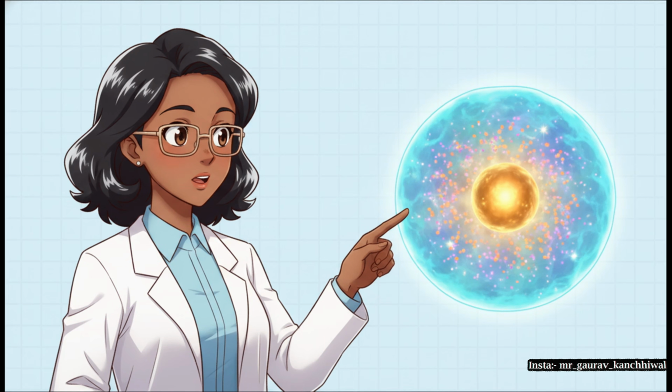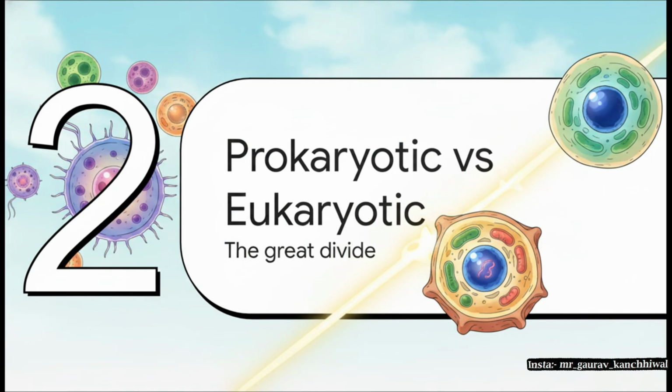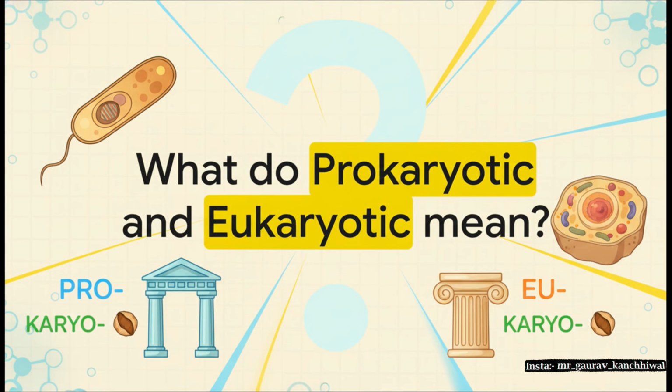Oh, and within that cytoplasm are all these tiny little organelles, this highly specialized machinery that you'd usually only be able to spot under an electron microscope. Moving on to Section 2, Prokaryotic versus Eukaryotic cells, the great divide in biology. Prokaryotic and eukaryotic. What do these names actually mean?